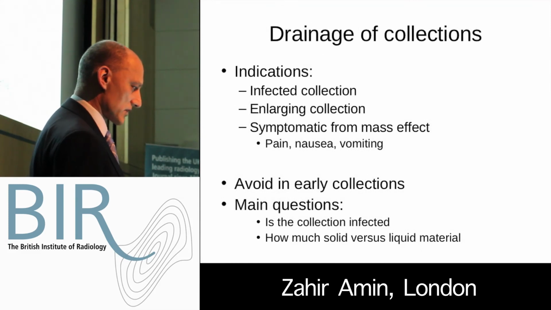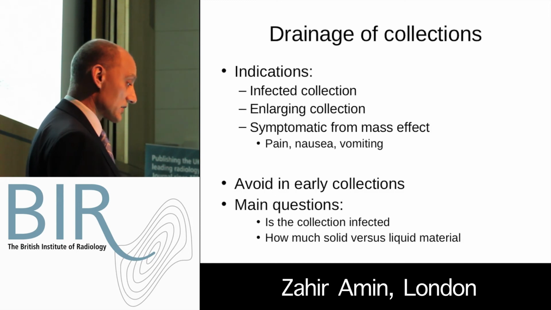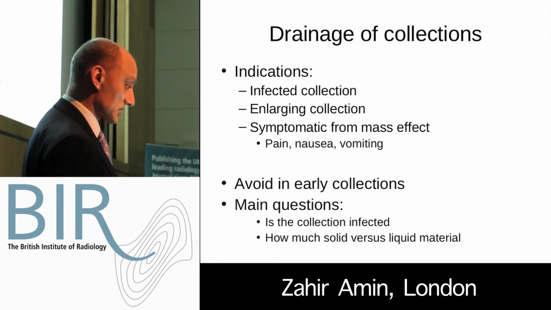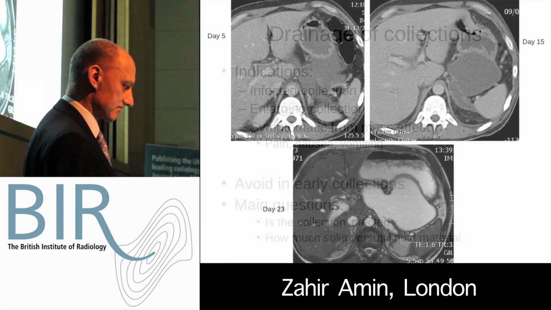The indications for draining are if you think the collection is infected, or if it's enlarging, or the patient is symptomatic from mass effect. The symptom may be pain, nausea, vomiting, or just general unwellness. It's best to avoid draining collections early on in acute pancreatitis, and the main questions when you're considering drainage are: is the collection infected, and how much solid material is there in that collection as opposed to liquid material?